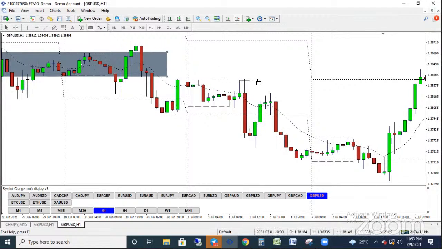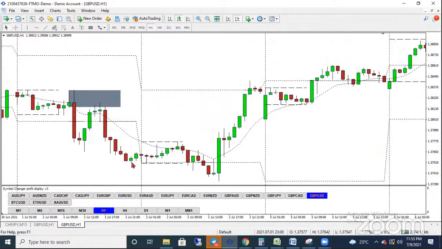Notice how price respected this order block. Order block, bullish candle, responsible for that low. Price traded back into it and then dropped, right? You're looking for the bullish candles responsible for the low. This is the bullish candle here, responsible for this low, and price consolidated, never really got back to that point.